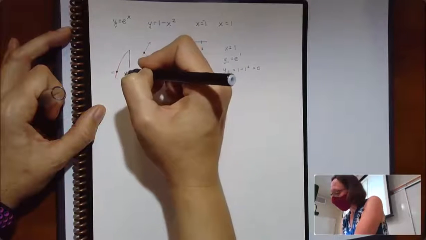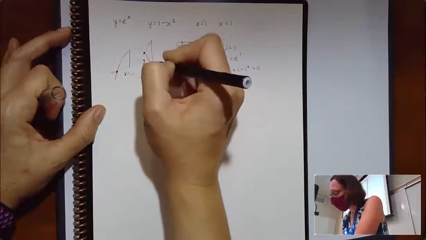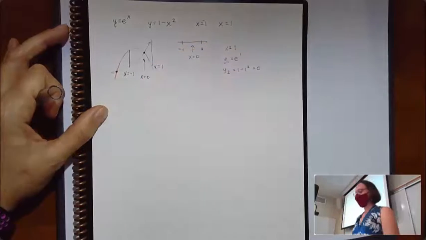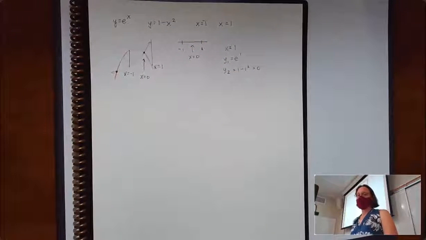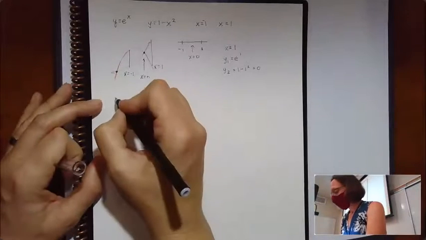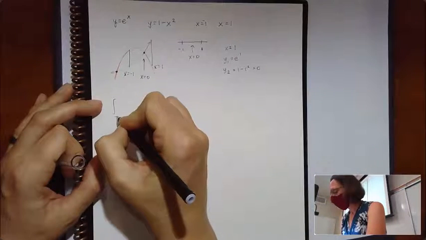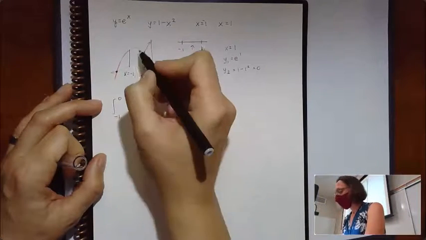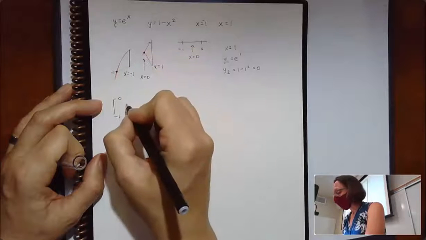So x equals -1 is somewhere over here, and x equals +1 is somewhere over here. And I would have to break this apart into two separate pieces. So from -1 to 0, the parabola would be on top.